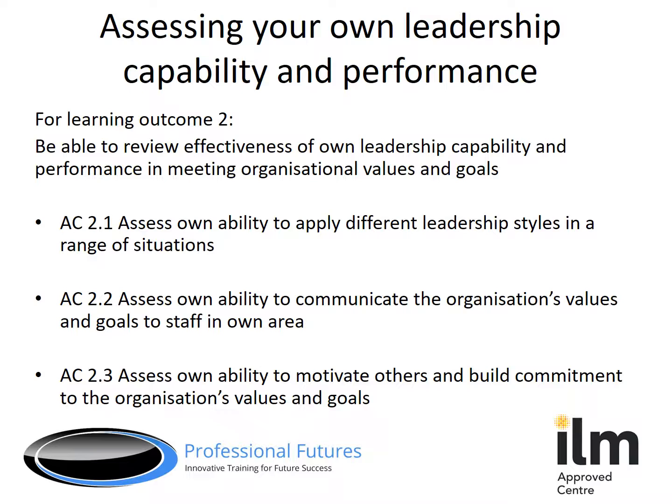So the next learning outcome that needs to be achieved in order to complete this particular unit on assessing your own leadership capability and performance is learning outcome number 2, and that ensures that you should be able to review your own effectiveness of your leadership capability and performance in meeting your own organisational values and goals. So in order to meet that learning outcome, there are 3 assessment criteria that will need to be met in order to achieve learning outcome number 2.